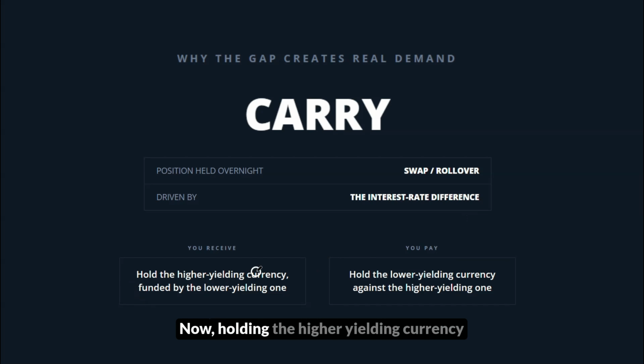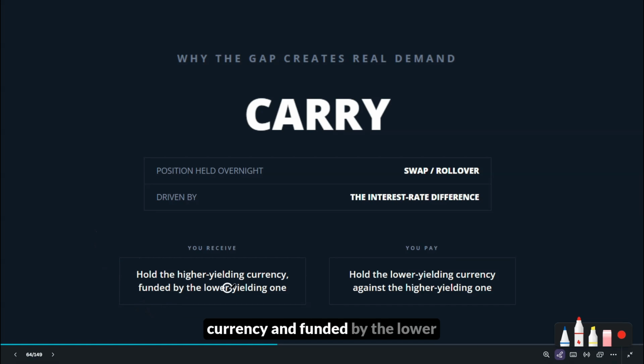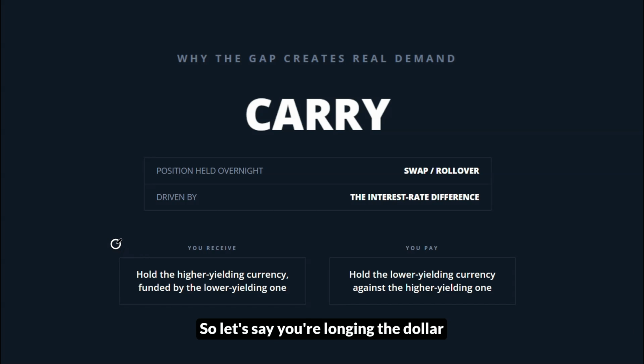Now, holding the higher yield currency means going long the higher yield currency, funded by the lower yield currency, meaning shorting it. So let's say you're long the dollar with 4% interest rates versus the Swiss franc with 0% interest rates, then you're going to receive the differential of that in swaps, overnight interest.